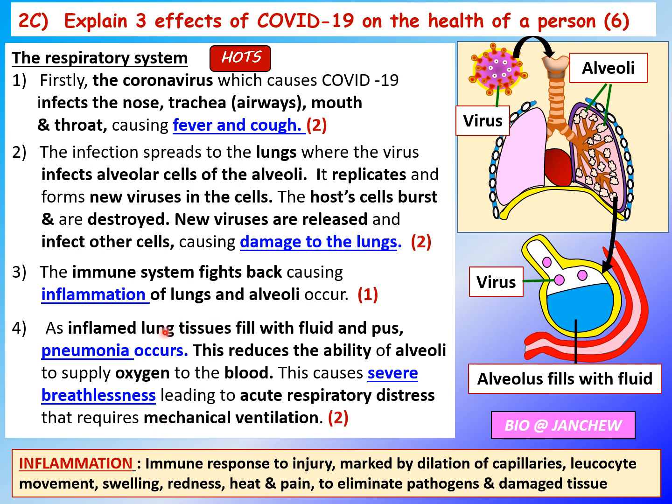For example, severe infection causes pneumonia as the inflamed lung tissues start to fill with fluid. The fluid is from the blood capillaries surrounding the alveolus. As you can see here, the alveolus or alveoli are filled with fluid and pus. Thus, it reduces the ability of the alveoli to supply oxygen to the blood. Oxygen cannot diffuse easily through this region of the fluid and into the blood. Thus, the person will struggle to breathe to obtain enough oxygen, and this causes the symptom of severe breathlessness. You cannot breathe, short of breath. It may lead to acute respiratory distress and require mechanical ventilation, where there is a machine to keep the patient breathing, because he cannot breathe on his own.